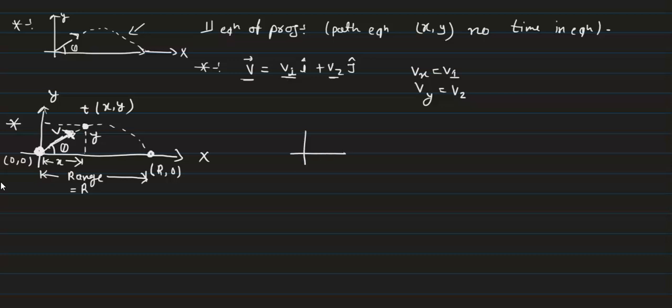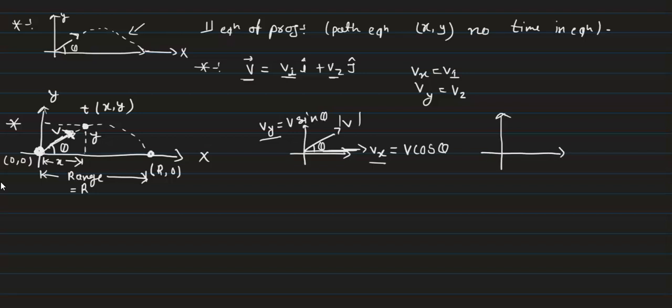So to find these x and y components, this is the v vector and this is angle theta. The x component vx will be v cos theta. How do we get it? This is the projection of v in the x direction. And its y projection, vy, will be v sin theta. So these are the initial speeds.